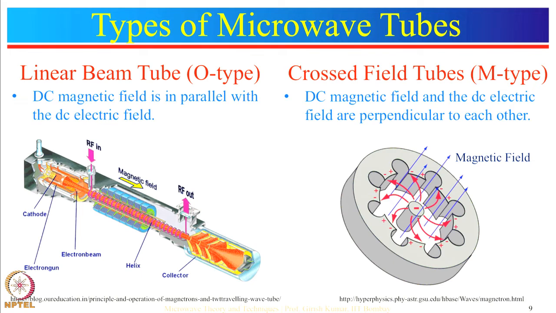Now, I will start microwave tubes. Microwave tubes are of two types. One is the linear beam tube or O-type tube, and the second one is the cross field tube or M-type tube.